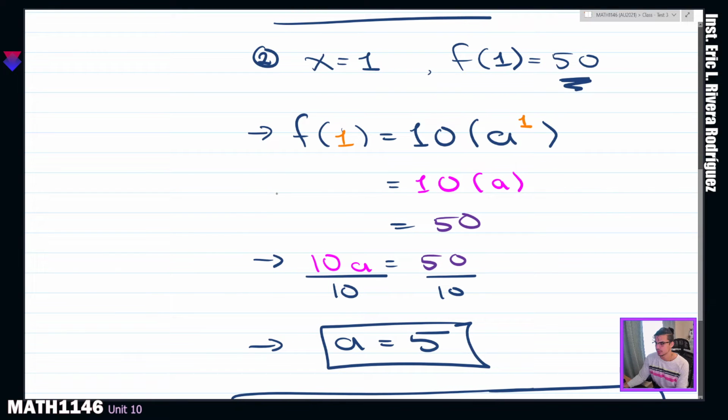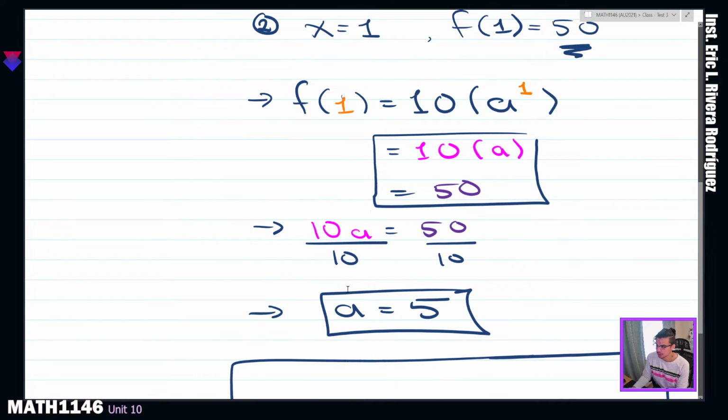I can continue and say, well, 10 times a is going to be equal to 50, even though I do not know the value of a. From this information, I was able to create this equation. 10 times a. A is a variable. If you want to solve for a, a is something that is unknown and it's a variable. So in this equation, you want to solve for a.